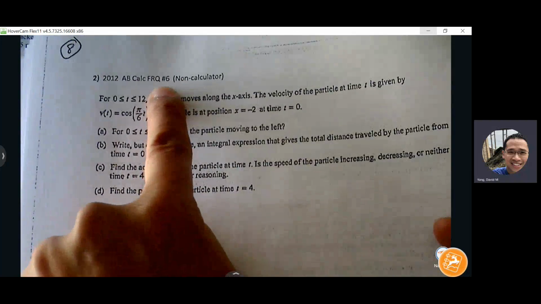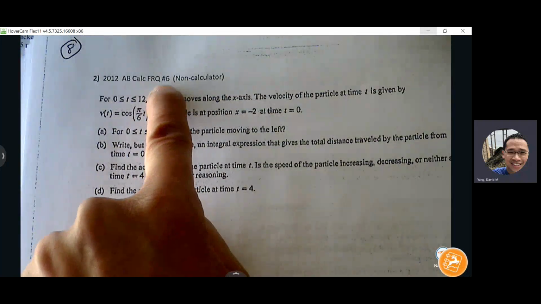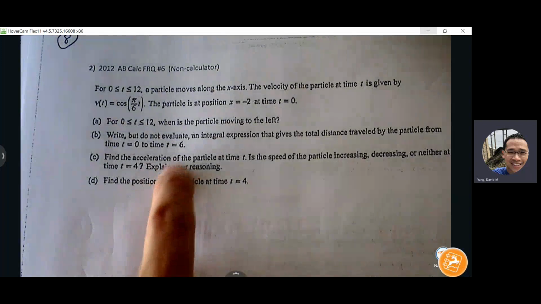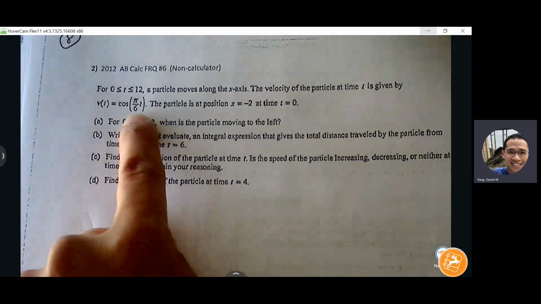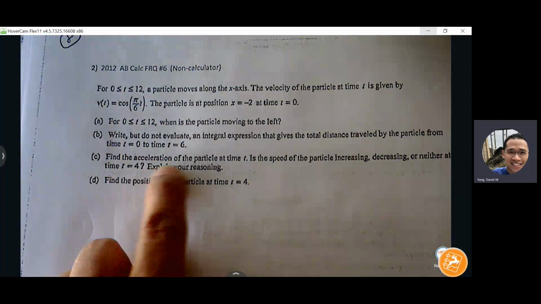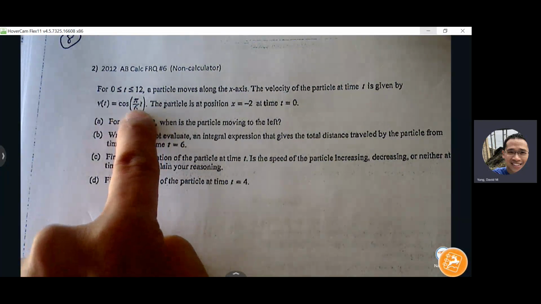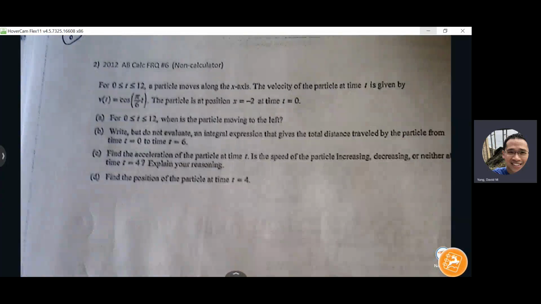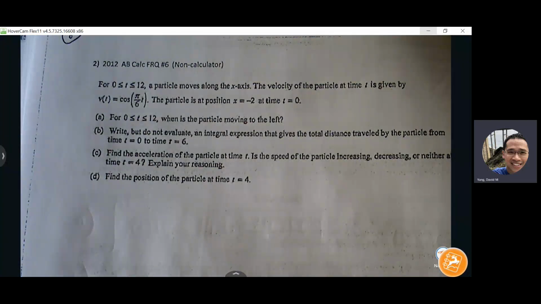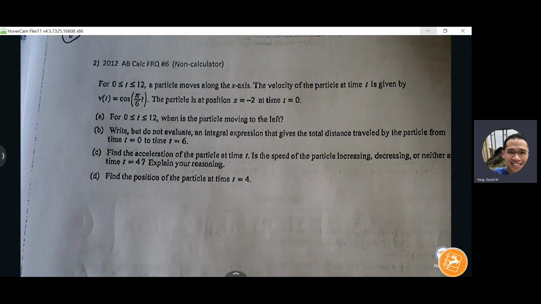Okay. Same thing here, page 8, this is number 6. Anything that's 3 through 6 is non-calculator, which means that you've got to do all this by hand. So if I want to find the acceleration, I have to find v prime. I've got to work this out by hand. I've got to do chain rule. If I want to find the position, I have to take the antiderivative, and I've got to go through U substitution as well. So we've got to show the work if something is non-calculator.